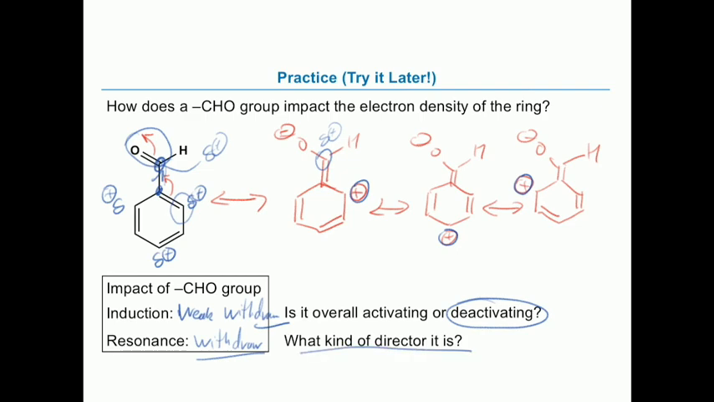What kind of director is it going to be? Remember, if we're creating these centers of partial positive charge, it's less likely that an electrophile, an electropositive center, would attack at that point. This will be a meta director as a function of that. Getting away from having to add to these three centers here would be favorable overall.